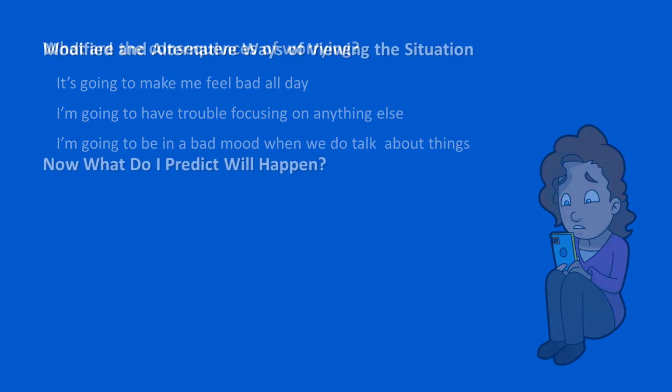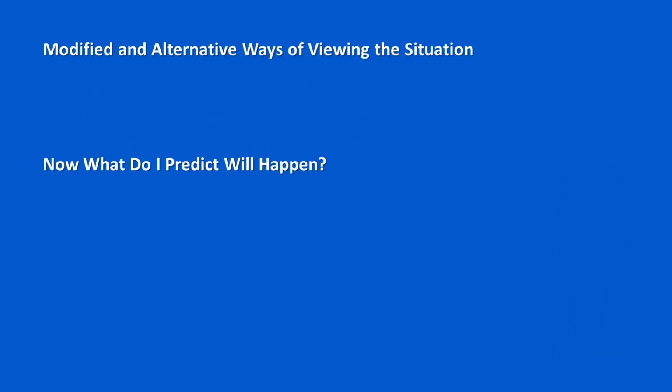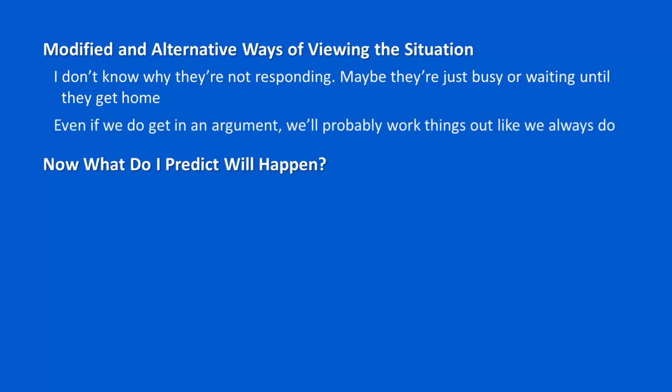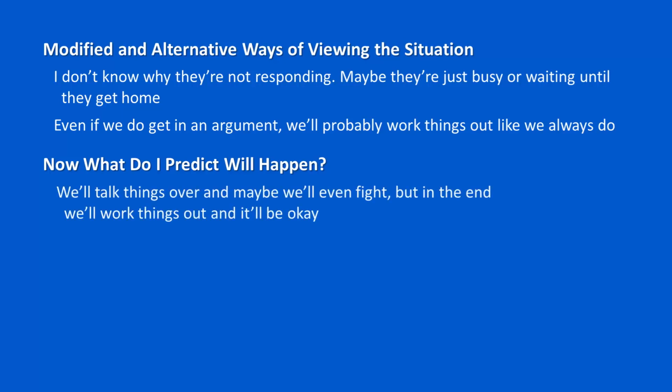So what's a more balanced or alternative way of thinking about this situation? I don't know why they're not responding to me. Maybe they're just busy. Or maybe they're just waiting until they get home so we can talk in person. And even if we do end up in a big argument, we'll probably work things out and make up just like we always do. And then we ask ourselves, what am I now predicting will happen? We'll talk things over tonight, and maybe we'll even fight a bit. But in the end, we'll figure things out, and it'll be okay. And we rate how much we believe this new prediction.